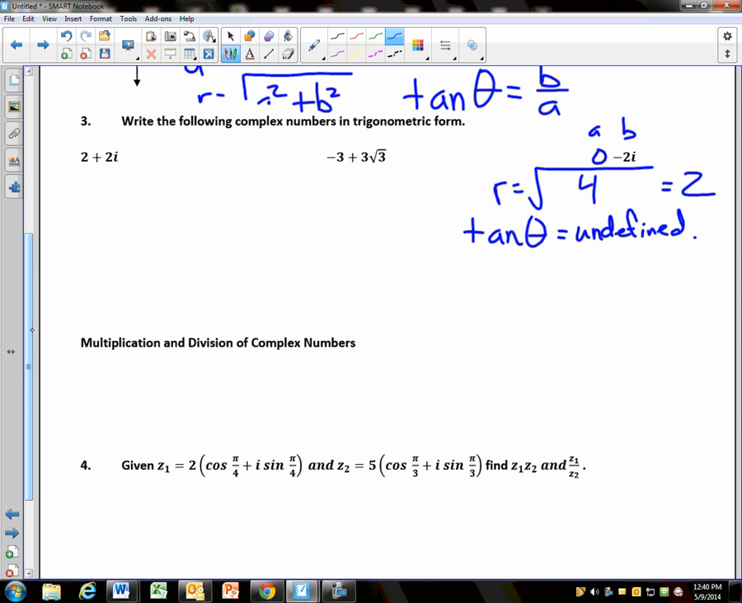270 in radians is 3 pi over 2. So we have r is 2, theta is 3 pi over 2. Our trigonometric form is 2 times sine of, well, I'm sorry, cosine. Got mixed up.